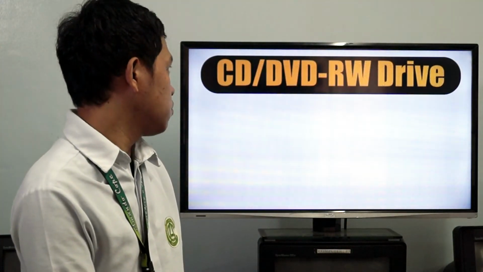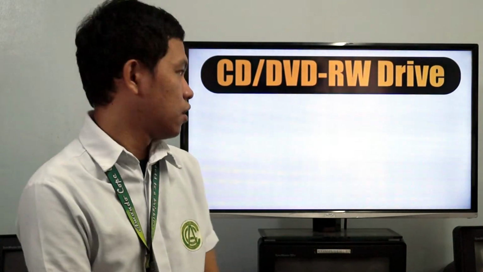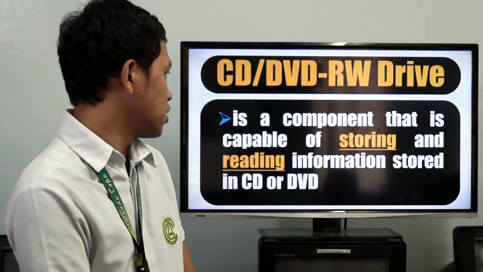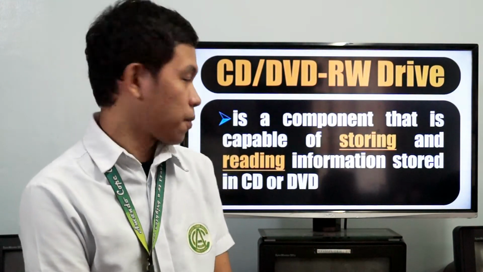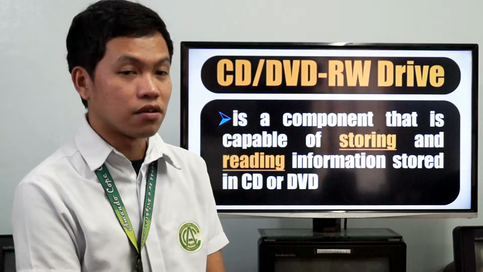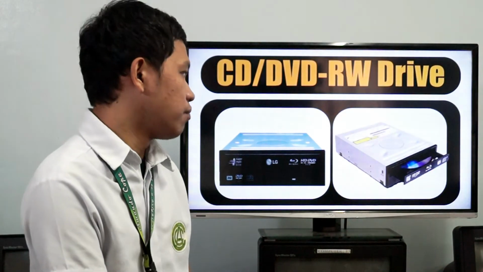Next is the CD or DVD recordable or writable drive, so-called the optical drive. It is a component that is capable of storing and reading information stored in a CD or DVD. These are the examples of CD or DVD drive.